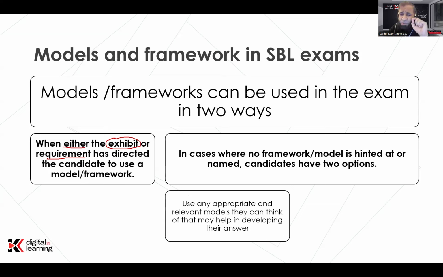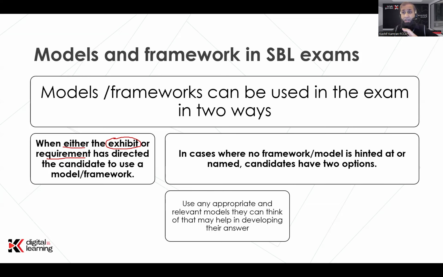Now, a student needs to take a decision when there is no hint given of a model, no hint given of a framework, either in the exhibit or requirement. Then you have to decide: can I choose a model to which I can relate my answer? Now you can exercise a judgment. Sometimes you spontaneously get an idea in the exam paper that if I use this, I can present a really good answer. Now that's your decision making.